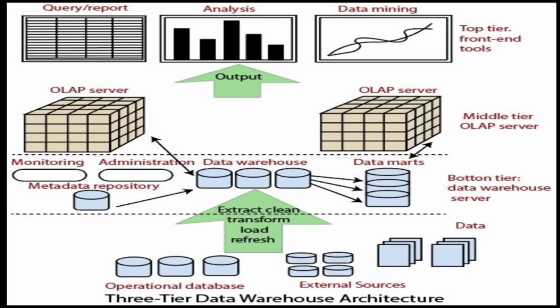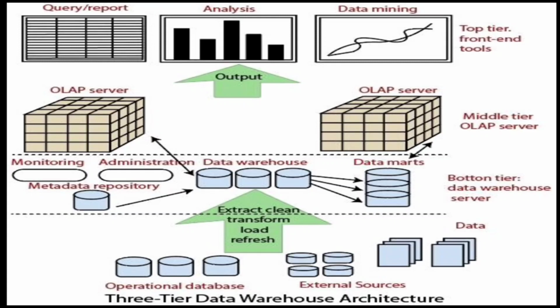In the top tier, front-end tools means query or report, analysis, data mining. These outputs come from the OLAP server on both sides, which is the middle tier. Monitoring, administration, metadata repository, data warehouse, data marts: this goes to the bottom tier, the data warehouse server. Here we extract, clean, transform, load, and refresh from operational databases and external sources.